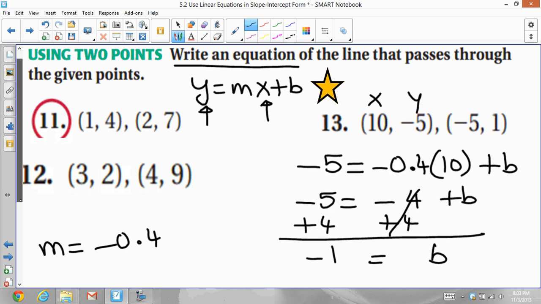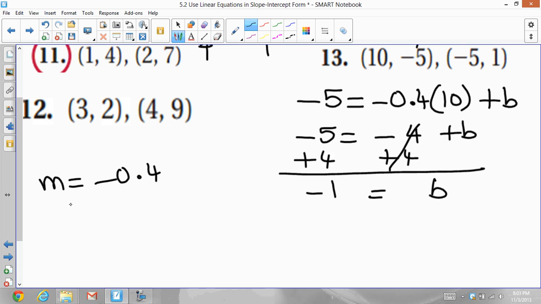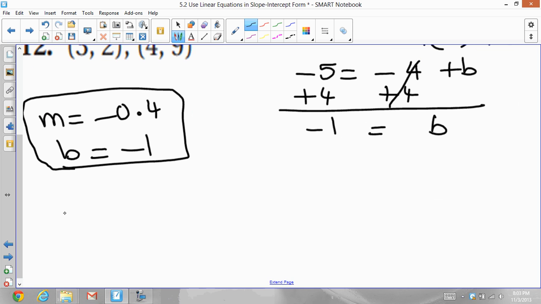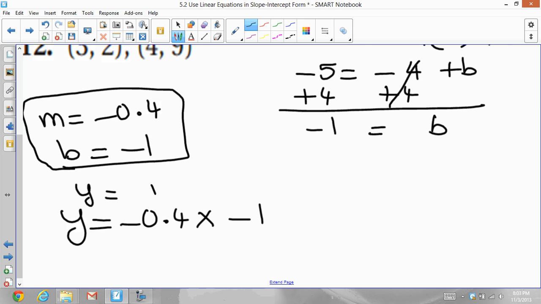So I'm going here, and I have found my m. Now I also have found my b, which is going to be -1. If I know both of them, it is easy to write an equation which is going to look like y is equal to mx plus b. Remember the equation y equals mx plus b. Replace m by -0.4, replace b by -1, and this is the answer.